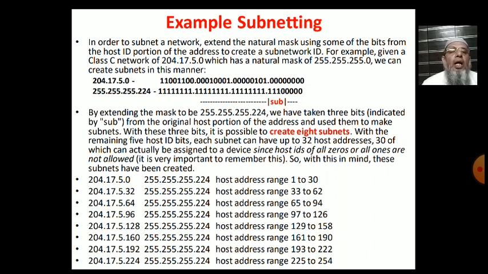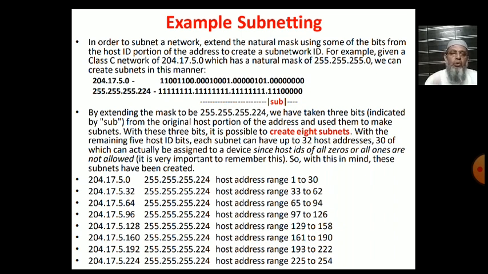Our address 204.17.5.0 is the network address. This is the start address. And as we know, we have subnetted 32. In subnetting, we have used the subnet mask 255.255.255.224. So here host addresses will range from 1 to 30. 0 is the network address, and 31 will be the broadcast address.